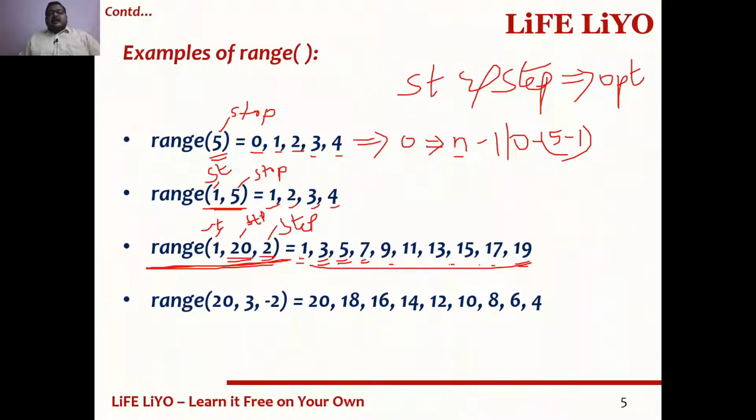Here the step size also accepts negative numbers. But when it accepts negative numbers, the start value should be bigger than the stop value, because negative means decrementing the values. So it should start at 20 and end at 3. So it started at 20. 20 minus 2, 18. Then 16, 14, 12, 10, 8, 6, and then 4. So this is the range function. Let us look into the example.